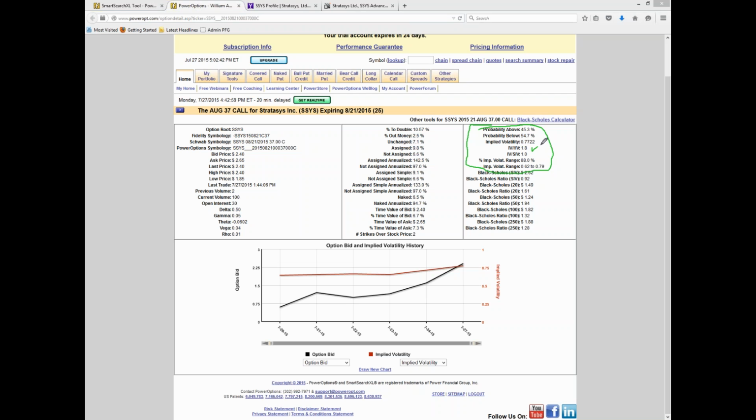Is the option considered overvalued or undervalued? The IV over HV compares to the stock's historical volatility, or the IV over SIV, and that's comparing it to the implied volatilities of all the options around it. The implied volatility range: where is the option's current implied volatility compared to where it has been over the life of the option? Why is that important?